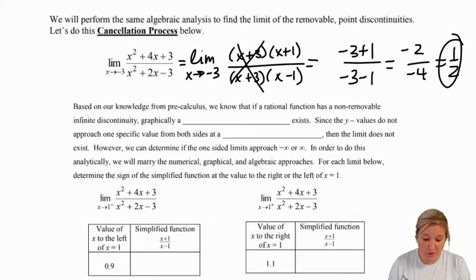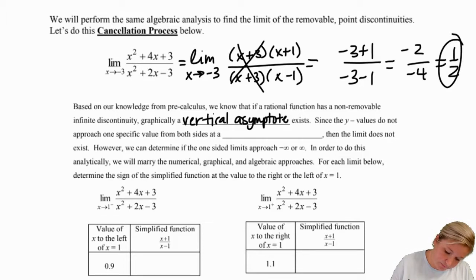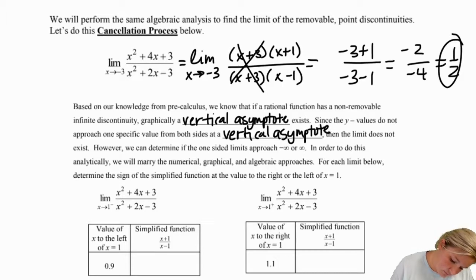All right, based on our knowledge from pre-cal, we know that if a rational function has a non-removable infinite discontinuity, graphically, a vertical asymptote exists. Since the y values do not approach one specific value from both sides at a vertical asymptote, the limit does not exist. However, we can determine if the one-sided limits approach negative infinity or positive infinity. In order to do this analytically, we will marry the numerical, graphical, and algebraic approaches for each limit below. Determine the sign of the simplified function at a value to the right or to the left of x equals 1.